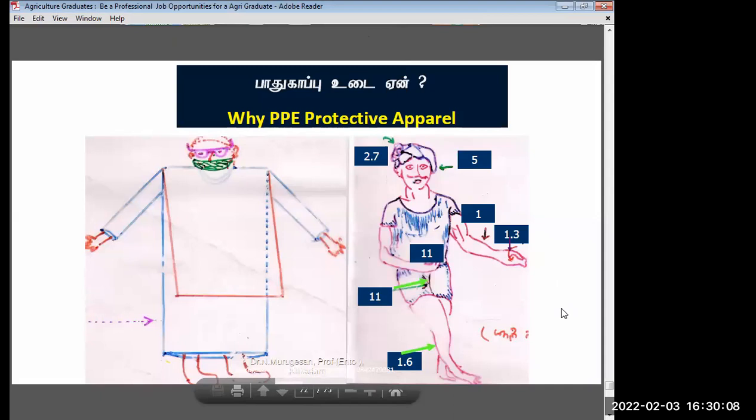It is useful for us also, for the farmer also. Farmer is also standing super in the day. You please spray like this, you spray like this. You are giving instructions.